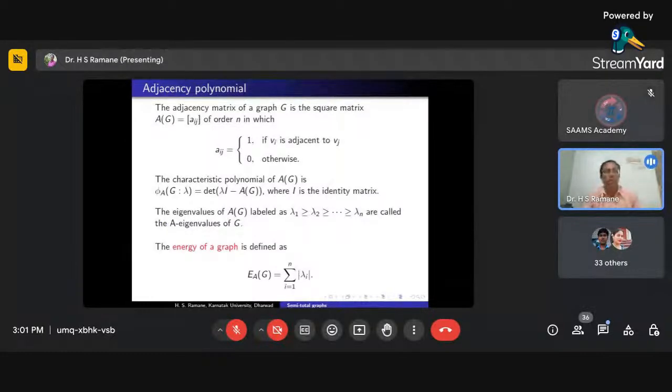So far I have told the results on semi-total graphs, both line graph and point graph, which were done by Professor E. Sampath Kumar in his seminal three papers published in 1973. Now I am covering the other results done by us, with different concepts, on semi-total graphs only. First, the adjacency polynomial.